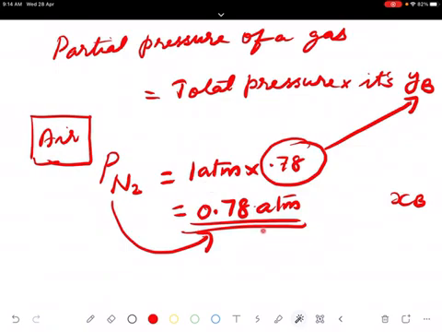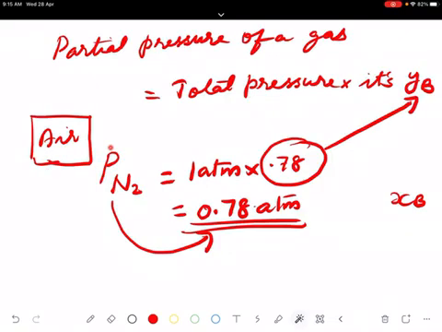Now nitrogen in a cylinder will have a different partial pressure. Suppose we have a mixture of gases, nitrogen and oxygen, in a cylinder. Total pressure will not be 1 atm. This is in the open, at sea level. In that cylinder, total pressure will be different, its mole fraction will be different, so its partial pressure will be different. What I have written is for open air at sea level, not on a hill station.